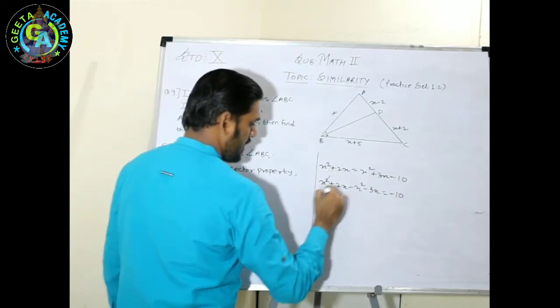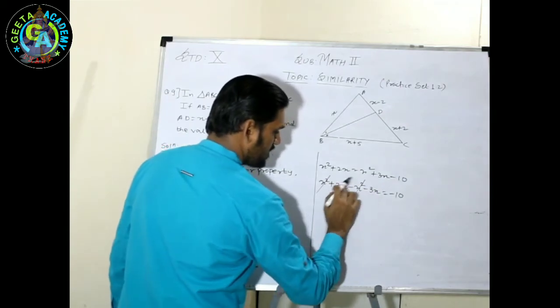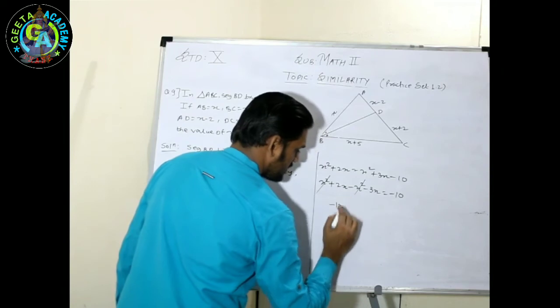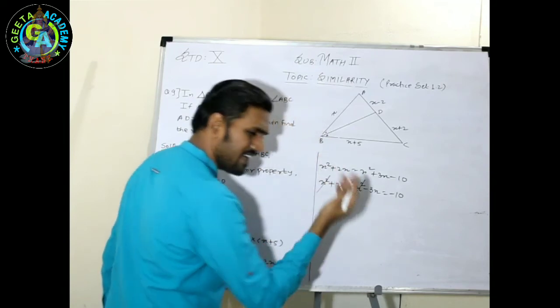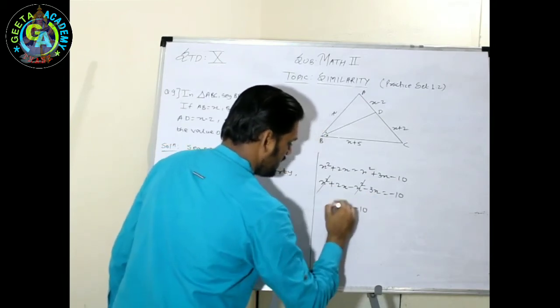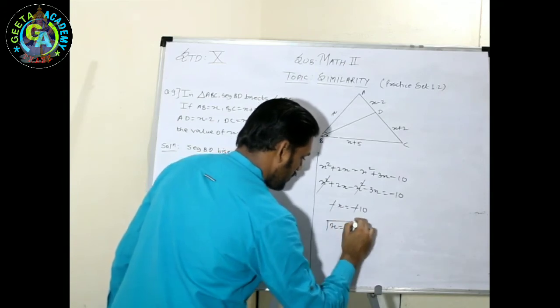So x square minus x square will get cancelled. 2x minus 3x, 2x minus 3x, 3x taken away from 2x, it will be minus 1x. And usually we do not write 1, so we can write minus x, or we can write minus 1x also. So minus x is equal to minus 10. Minus minus will get cancelled and we got the answer x is equal to 10.